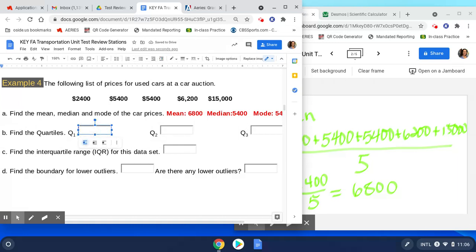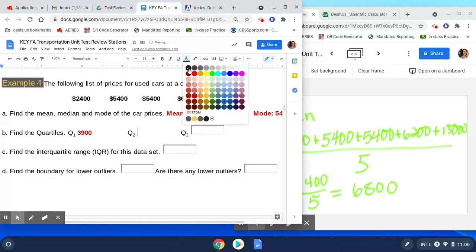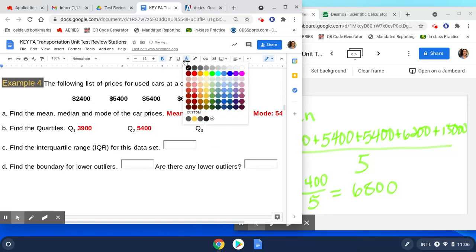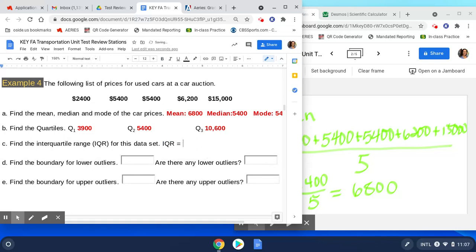Q1 was 3,900. Q2, we just got it. Let's write it again. Was 5,400. And Q3 was 10,600. The IQR was 10,600 minus 3,900, which equaled 6,700.